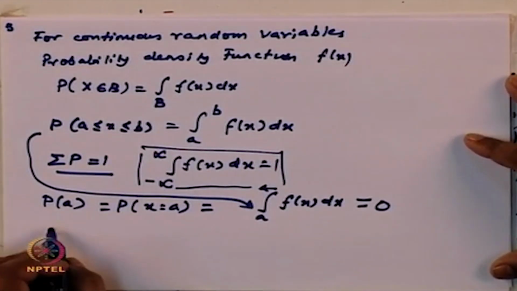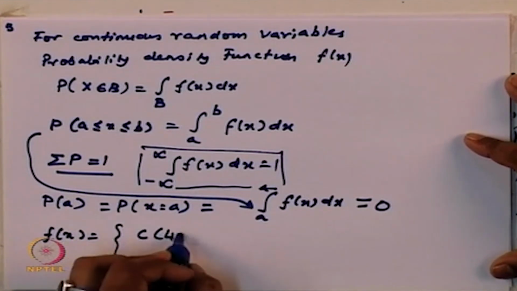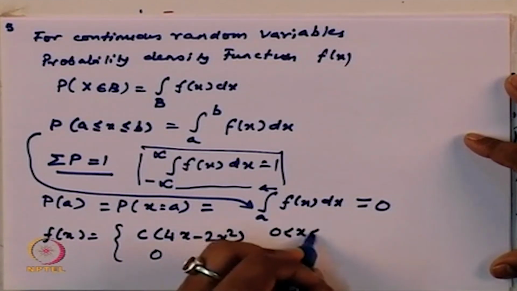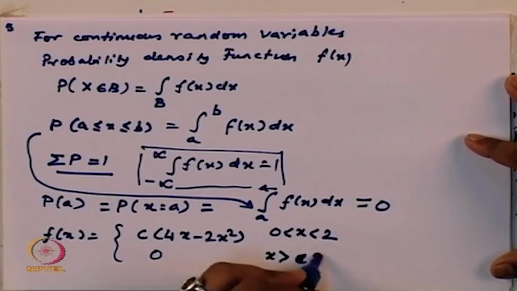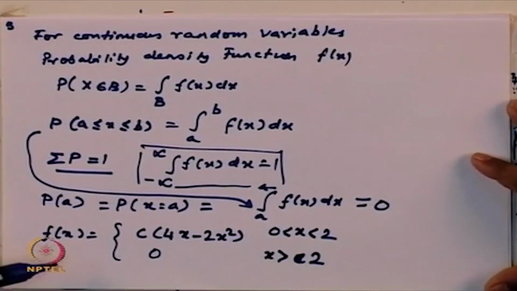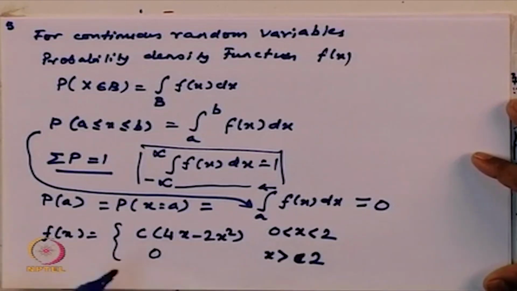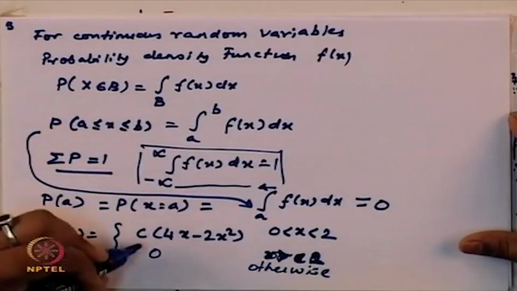So, let us assume you are given a probability density function f(x) defined as follows: f(x) is c times (4x minus 2x squared) for 0 less than x less than 2, and it is 0 otherwise, meaning for x greater than 2 and for negative values as well, because x can have both positive and negative values. We want to calculate what is the value of c.